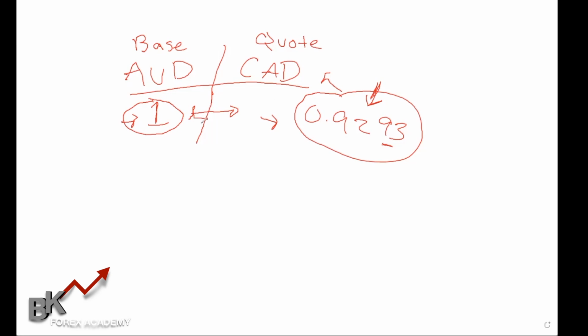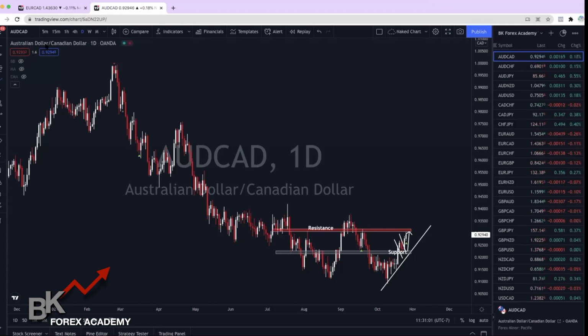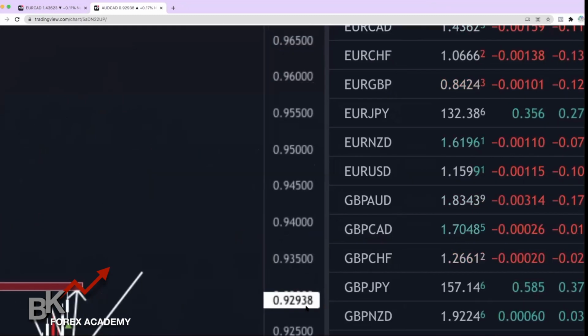So let's look at that chart to better understand it. Now we're on the Australian dollar and Canadian dollar chart that we just mentioned. Looking to the right, it looks like the current price is around 0.92943. That price moves, as you can see. As the market moves, this is the difference between those two currencies.